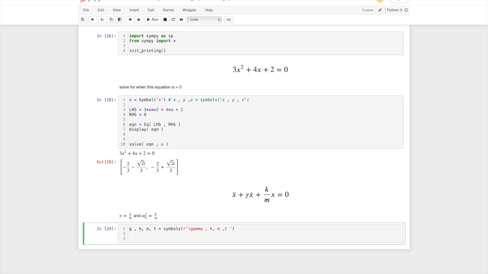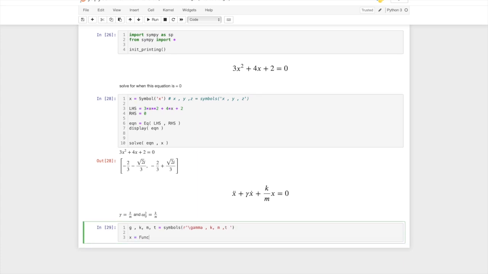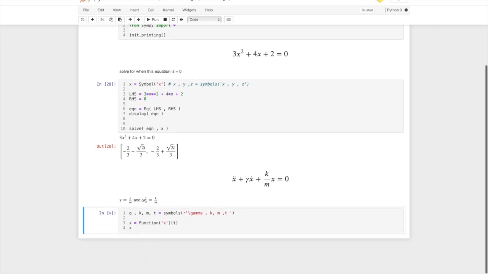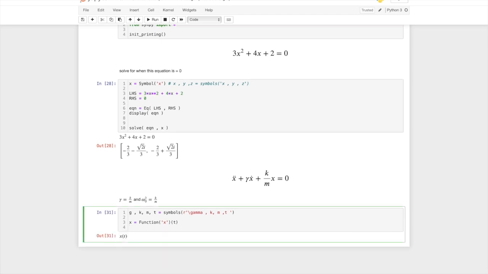And now we want x to be a Function. We want it to be a function now, because it's going to be a function of t. So let's see if we put x, it should give us, yep, there we go. So we get now a function of t.